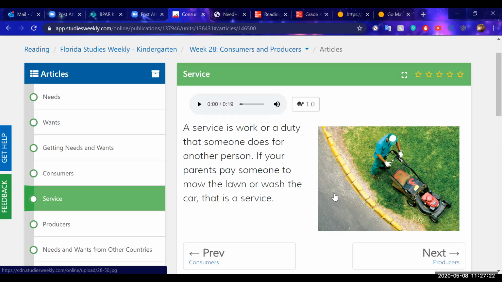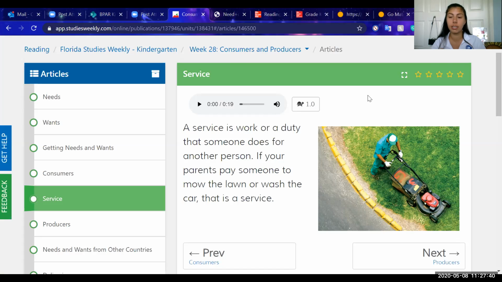Consumers also might purchase services. A service is work or a duty that someone does for another person. If your parents pay someone to mow the lawn or wash the car, those things are services. If you've ever gone to a salon or a barber to get your hair cut, that person's doing you a service.